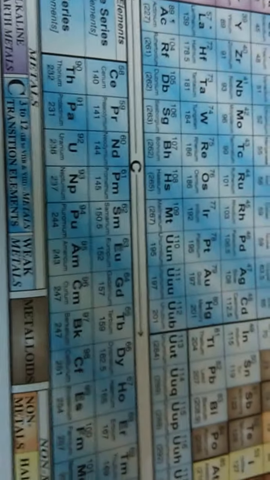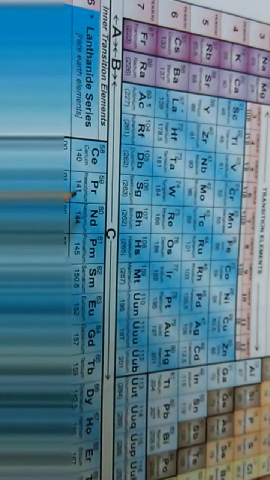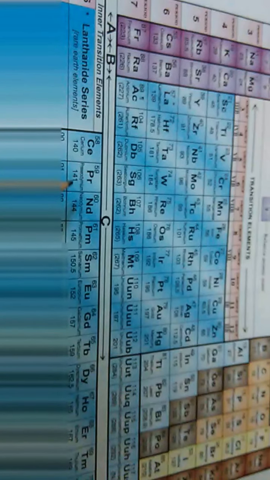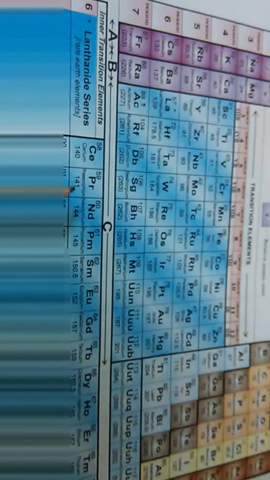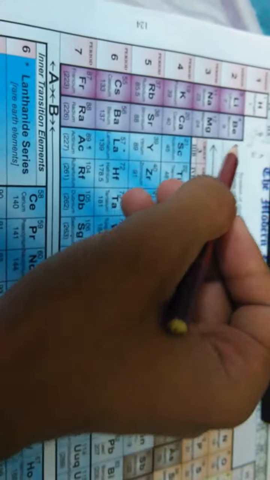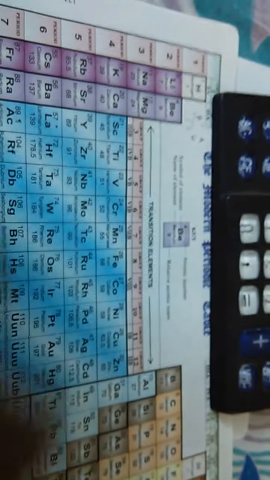And when we observe closely over here at the bottom, we have these lanthanide series and actinide series, which are fourteen elements each. This is up to period 7. This is the main body which we can see.